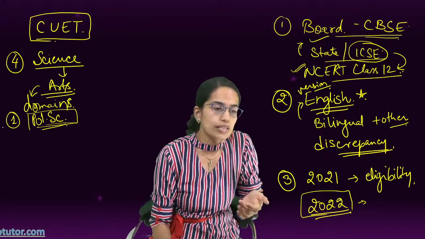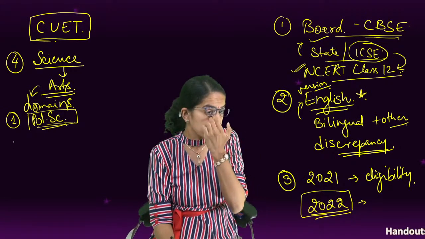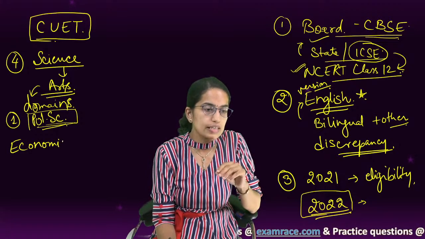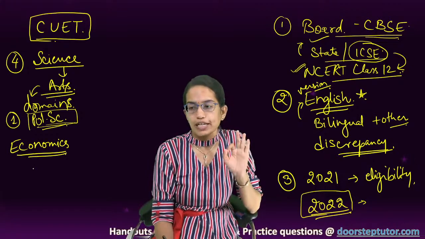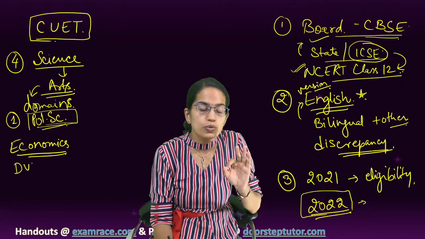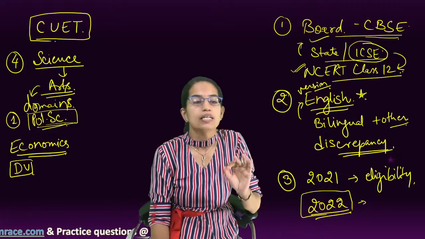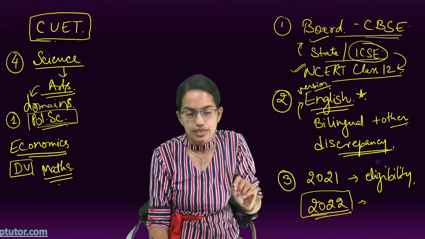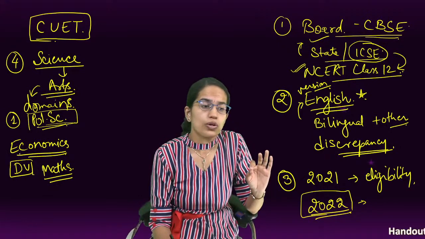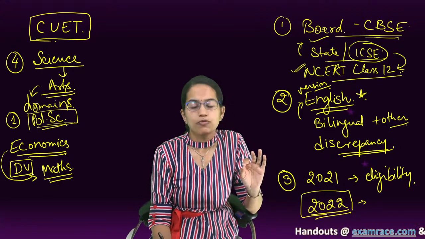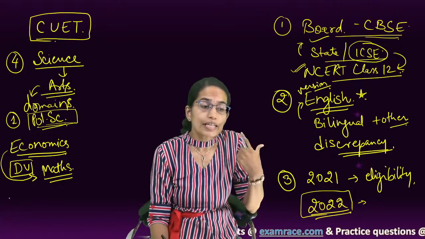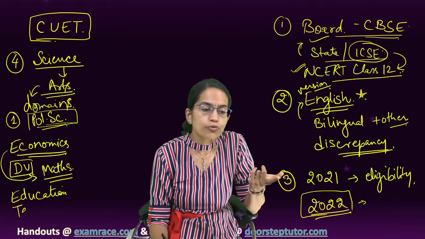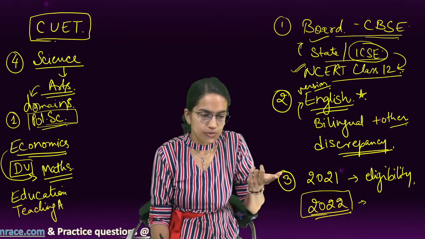The next important thing that we need to understand here is, let's say a student wants to do economics, bachelor's in economics. Now Delhi University has already given a ruling that if you want to do BA economics, then one of your domains should be mathematics, and that's compulsory. So in case you want to appear for economics, you have to opt for mathematics as one of the subjects. In case you want to go for a B.Ed program, then we would recommend that you opt for teaching aptitude as one of the domains.